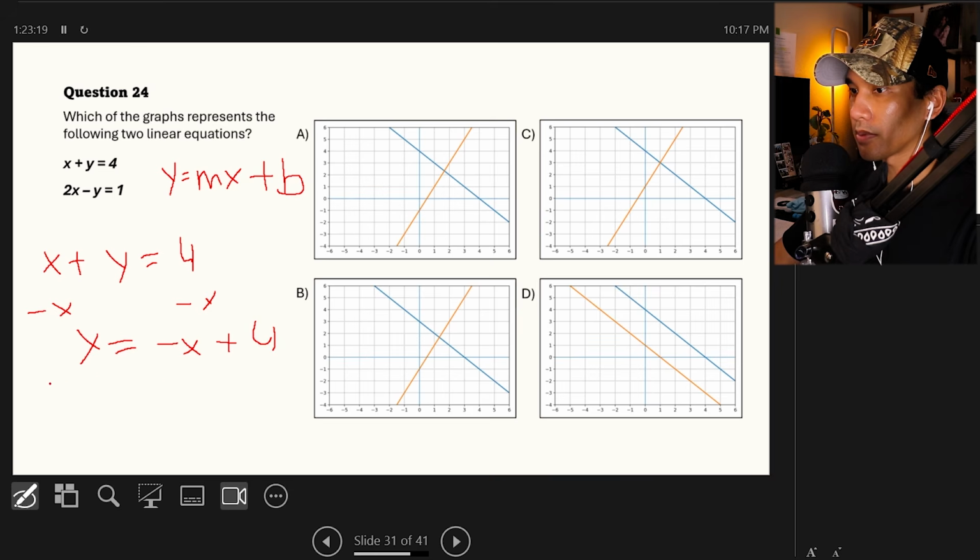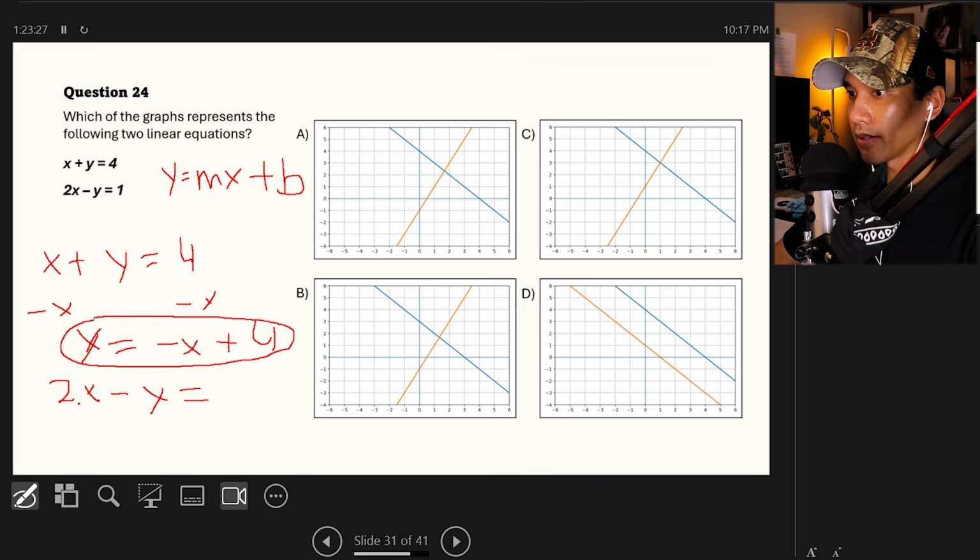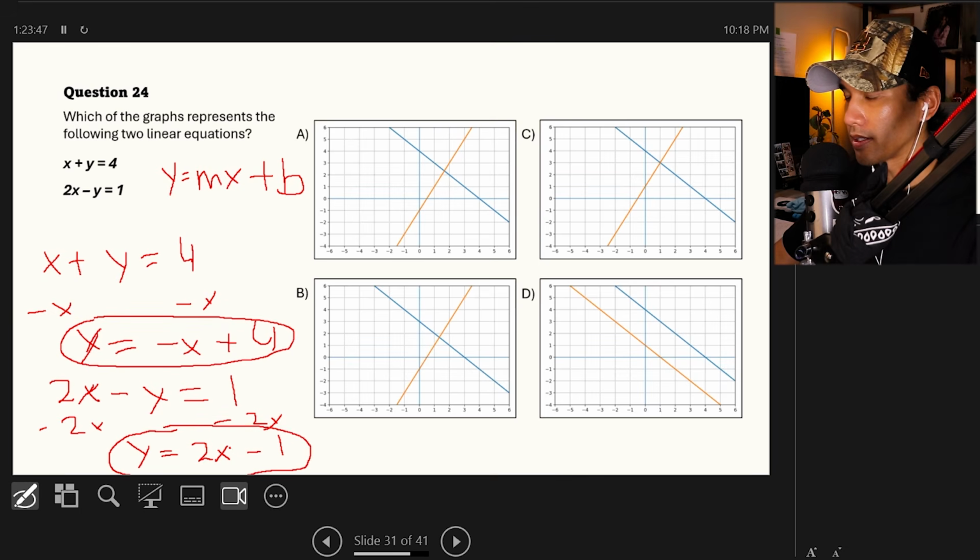Okay, and then the next one is 2x minus y equals 1. I'm just going to circle that, and this is a y. Sorry, guys, my handwriting is bad on this. Then minus 2x, so I would have y equals 2x minus 1. I just distributed that negative on here. So those are my two equations here.